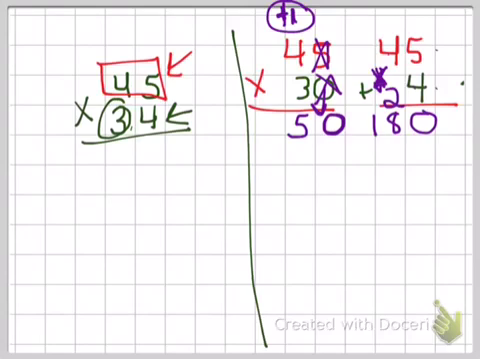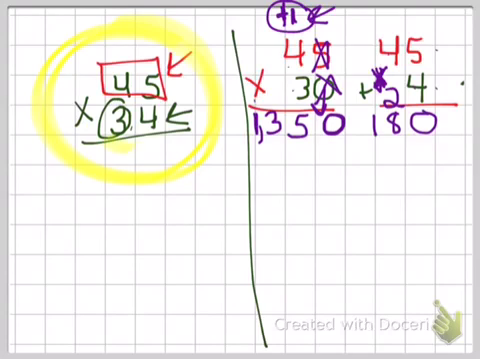So I'm going to go 3 times 4 is, that's right, it's 12. 12, and I can't forget this one here. 12 plus 1 is, that's right, it's 13. So 45 times 30 is 1,350. But remember, my problem is this right here.